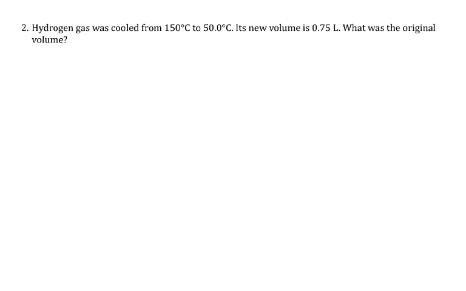All right, if we do another one, hydrogen gas was cooled from 150 degrees Celsius to 50 degrees Celsius. Its new volume is 0.75 liters. What was the original volume? So with this one, it's asking for what was the original volume. So original means that's kind of our starting value. So this is my temperature 1. Original volume, I'm going to be looking for my V1.